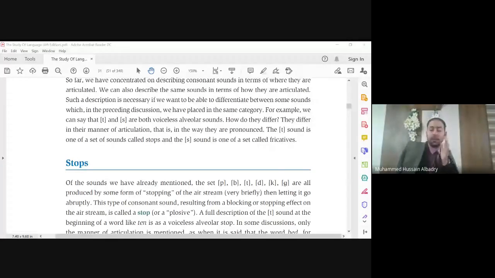So when we have a stop at a specific point, for example, by the two lips, when we close the two lips, or when we close the tip of the tongue with the alveolar ridge, the air is compressed, then it is exploded. What are the sounds that are related to plosives or stops? It is also called plosives.